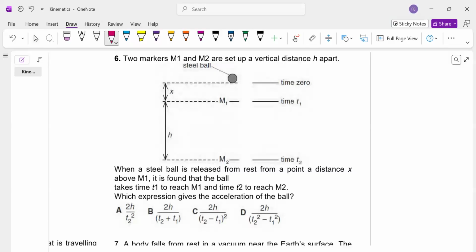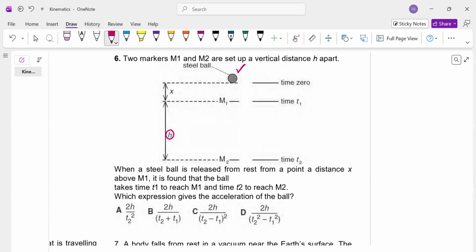Firstly, they are saying two markers M1 and M2 are set up a vertical distance h apart. So this is the distance h from M1 to M2. These are two markers. A steel ball is released from rest from a point a distance x above M1. So the position of the steel ball is this, at x distance from M1. It is found that the ball takes time t1 to reach M1 and time t2 to reach M2. Which expression gives the acceleration of the ball?